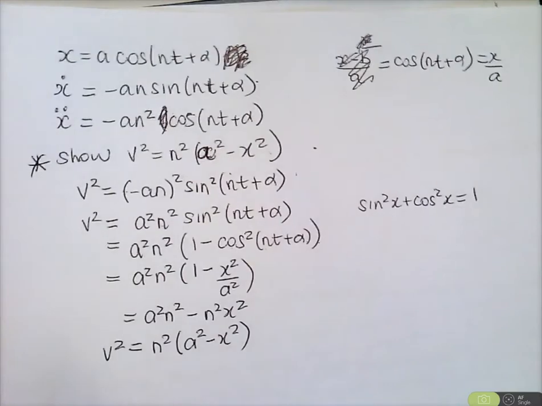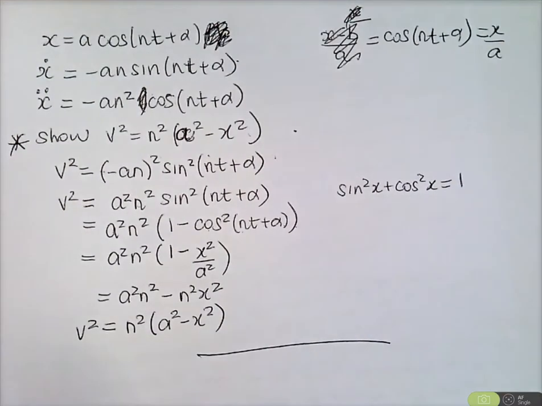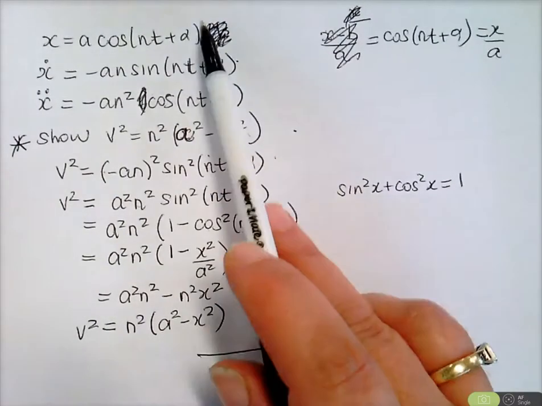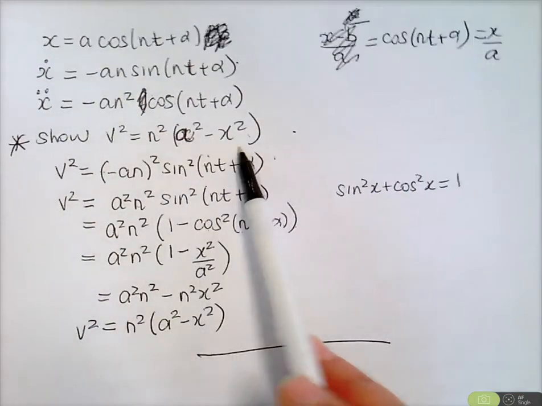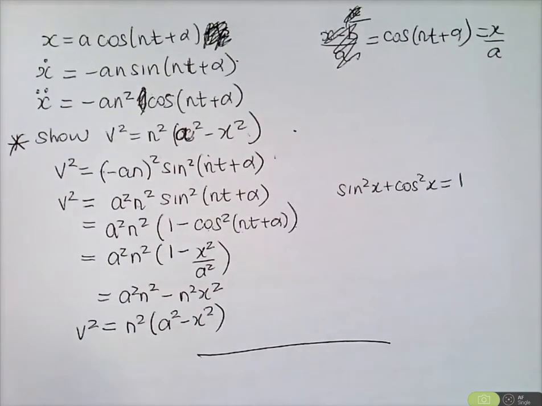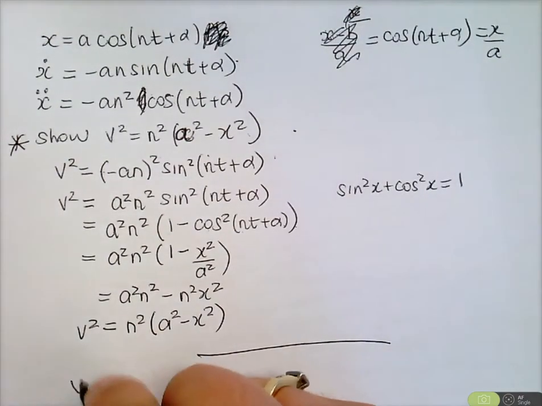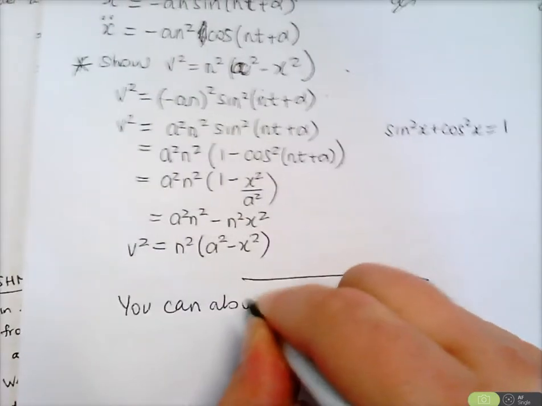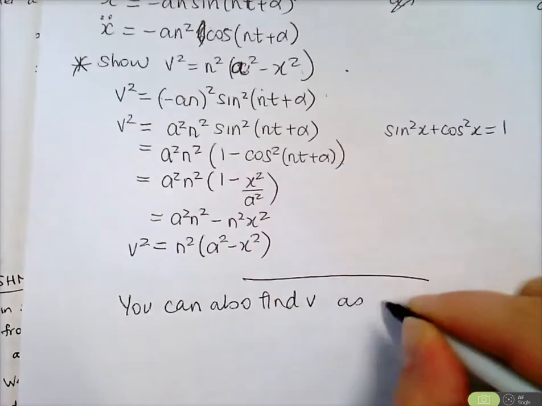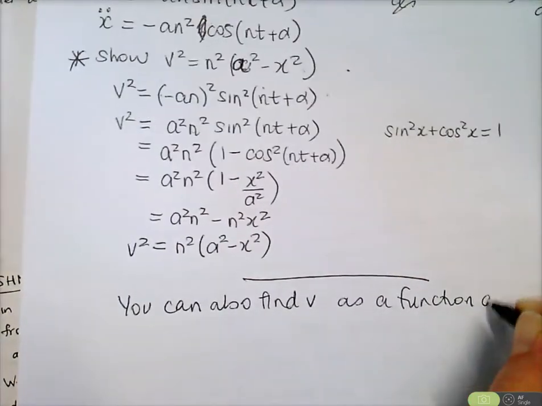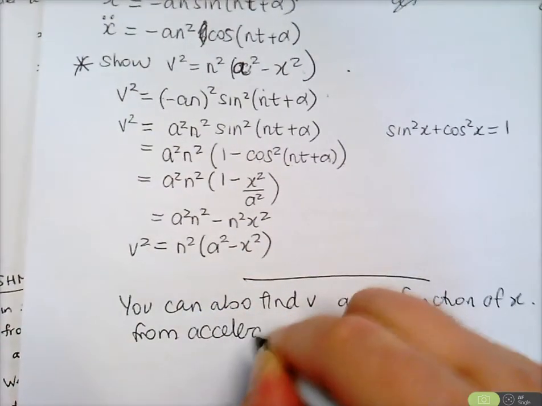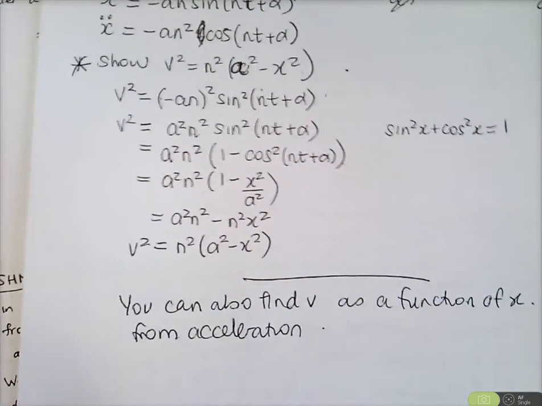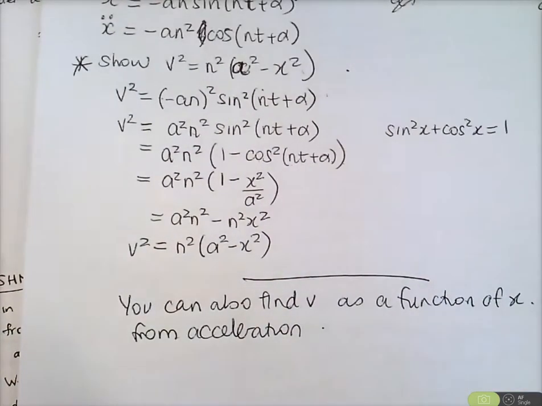So you can be asked that. For the normal graph that's not shifted up or down, you can be asked to show v squared is n squared (a squared minus x squared), but there is one more thing that you can be asked. You can also find v as a function of x from acceleration. I know it's repetitive.